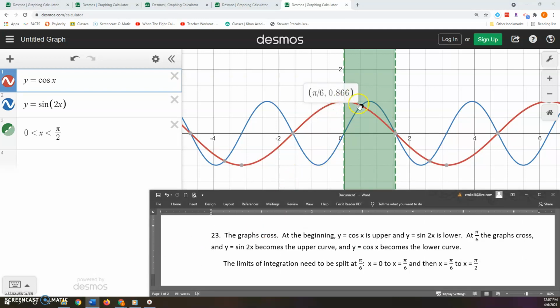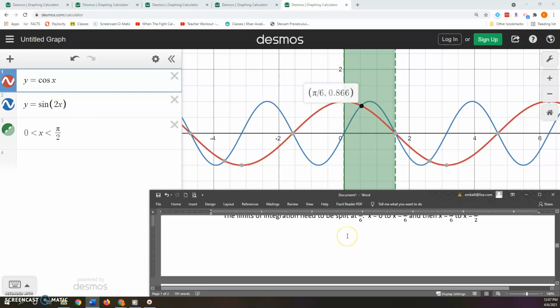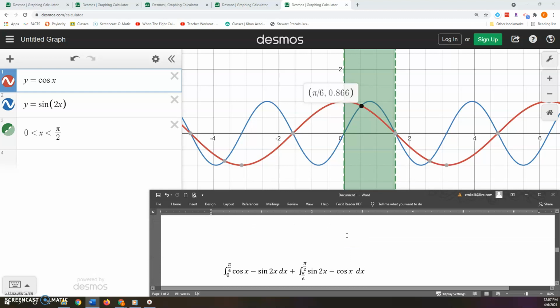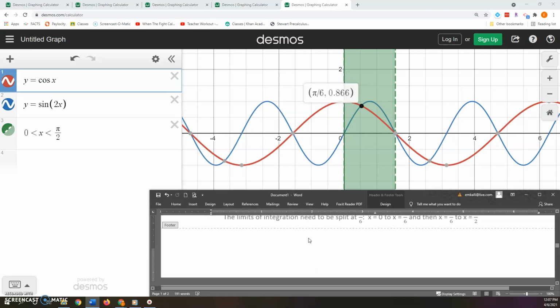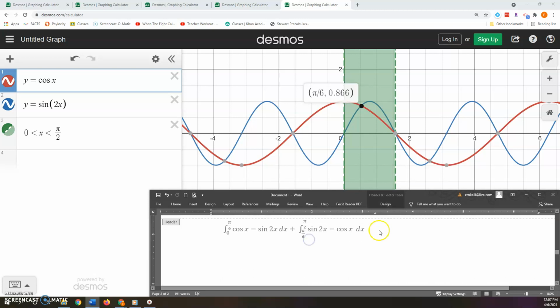So, for the first integral, the red function is above. That's cosine x. And the blue is below. That's sine 2x. Okay. Did it go on the other page? Yes, there it is. Okay. So, let me just fix this. Oops, it's not going to let me. Okay. No problem. Okay, so we have the integral from 0 to pi over 6 of cosine x minus sine 2x dx.